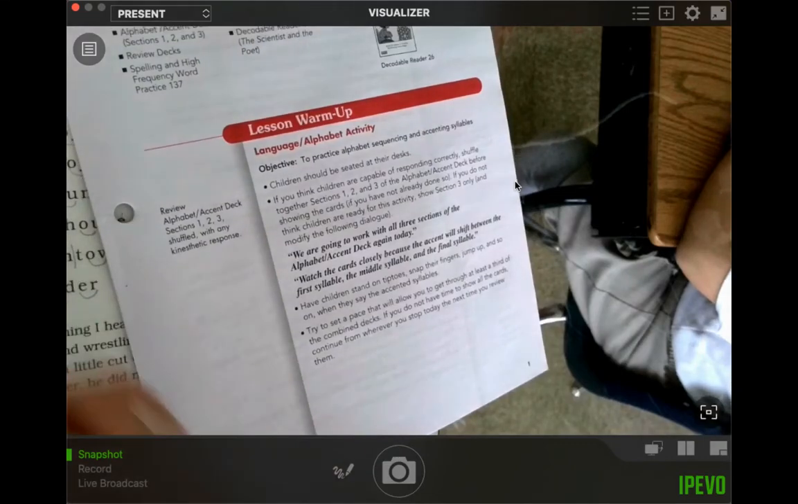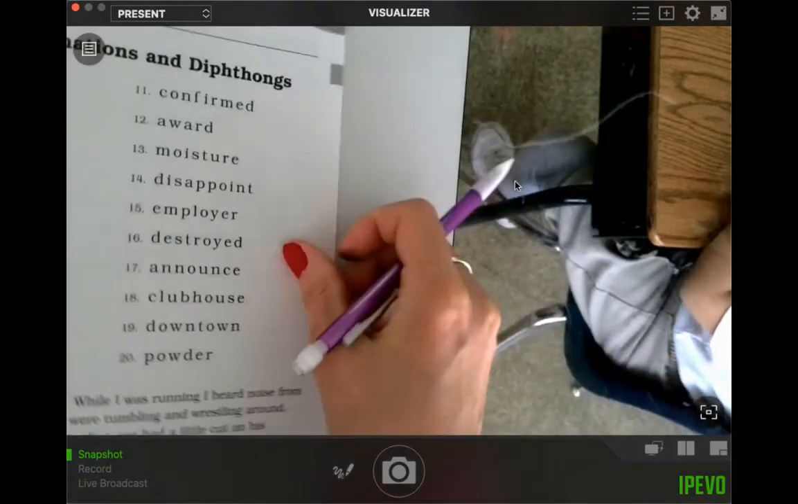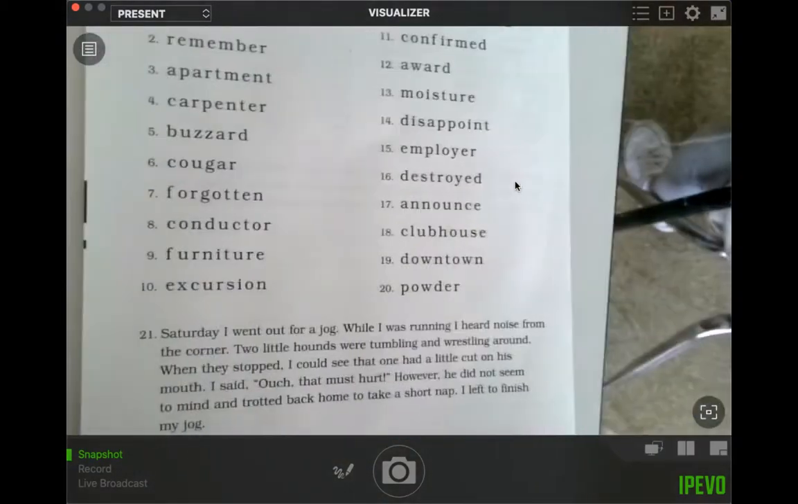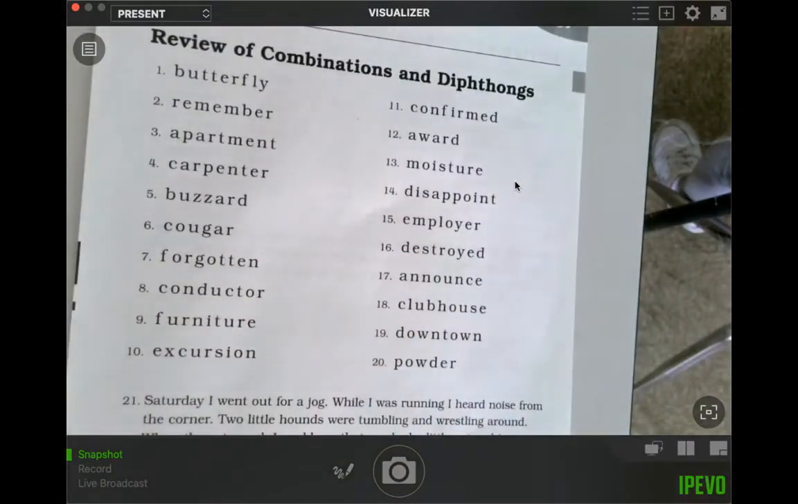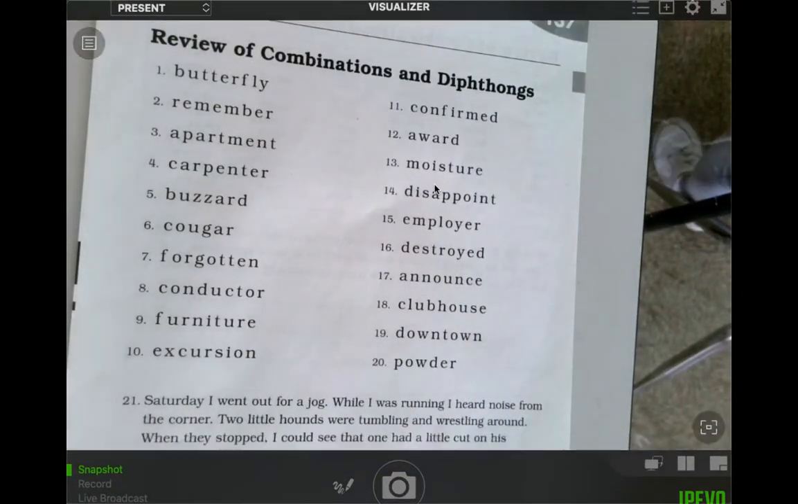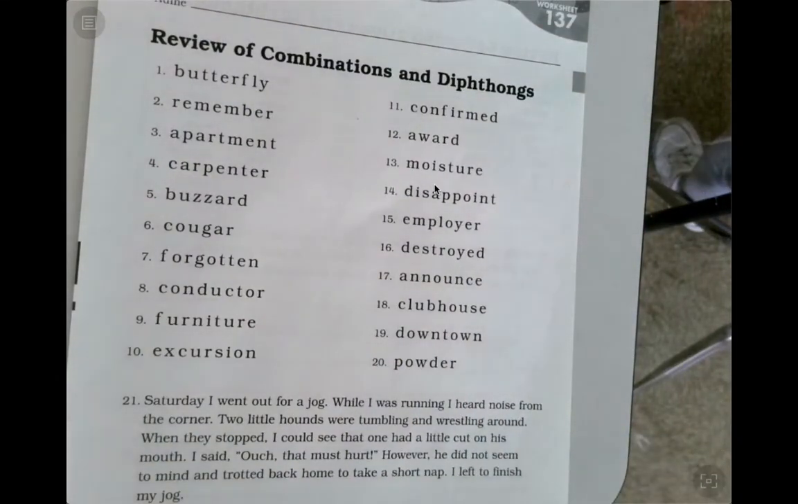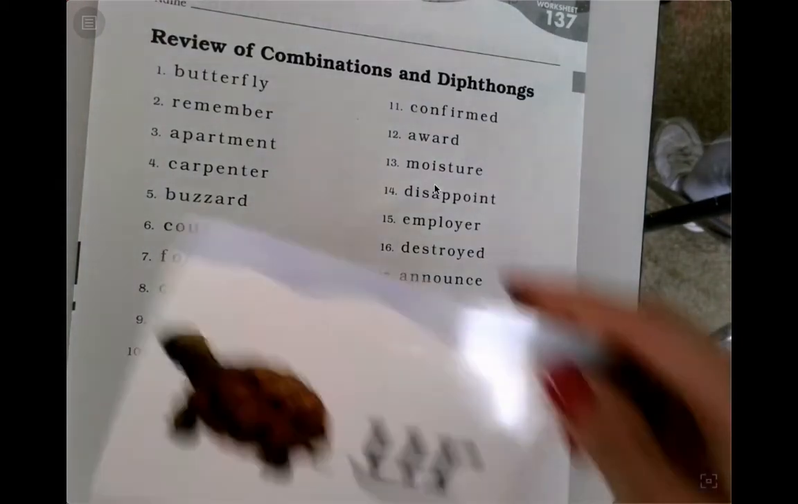Okay, so today's lesson is 137. We have review of combinations and diphthongs. We're going to look at some of these. I will say them, and then I would like for you to repeat them after me. Okay? So here is our combinations.